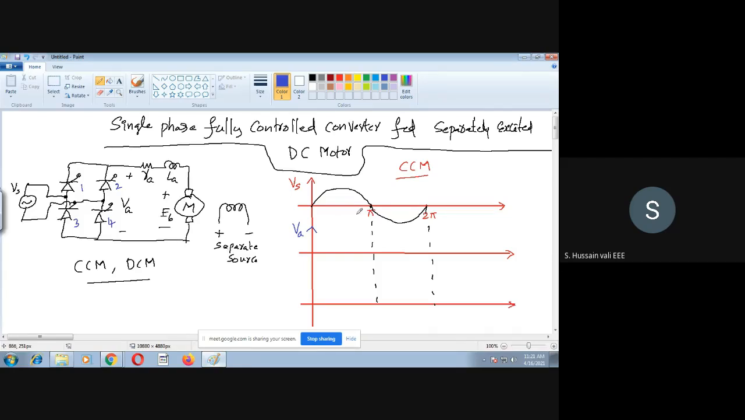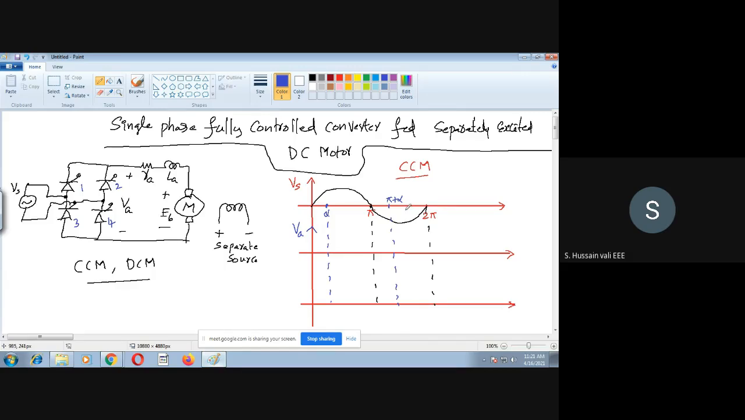For the first half cycle, assume that this is the firing angle. The firing angle is alpha, and you have pi plus alpha is also there. I will start the operation at alpha.